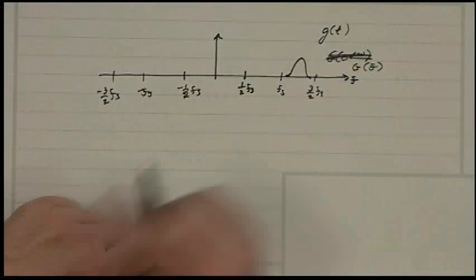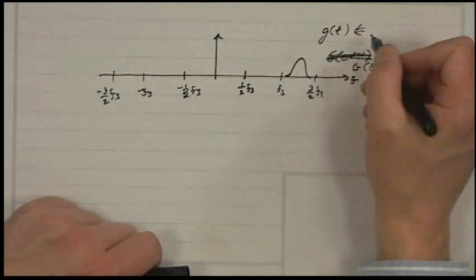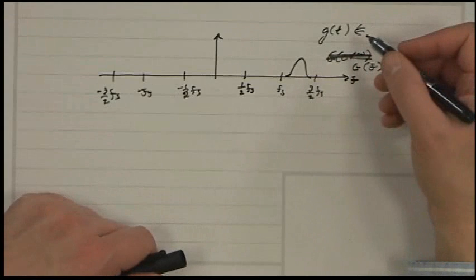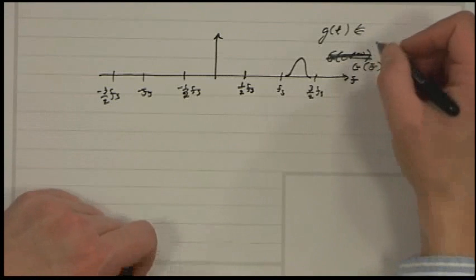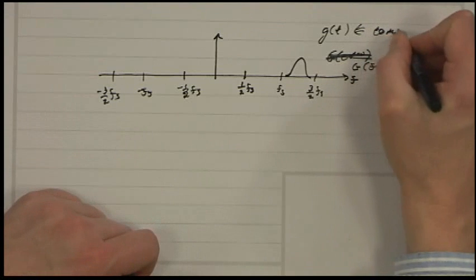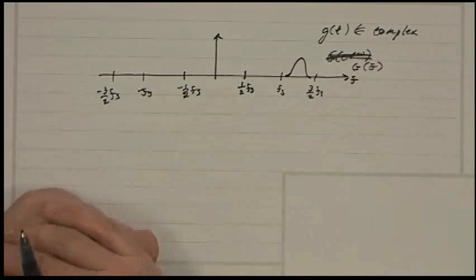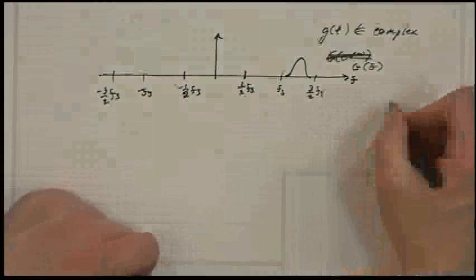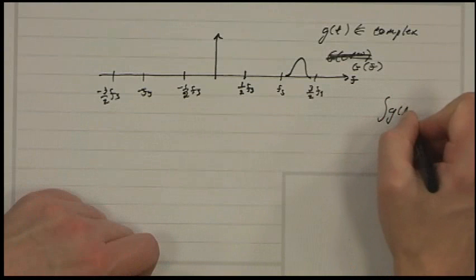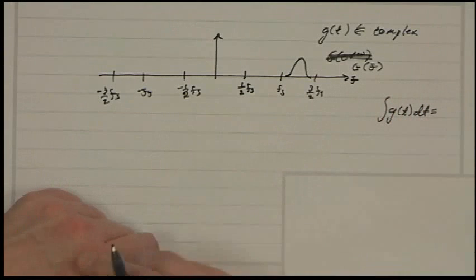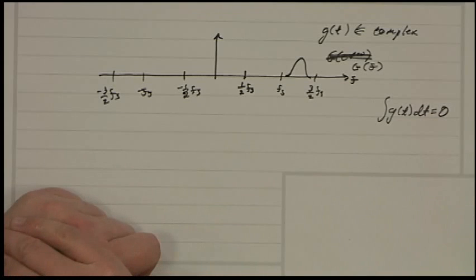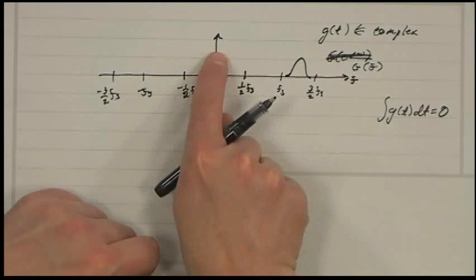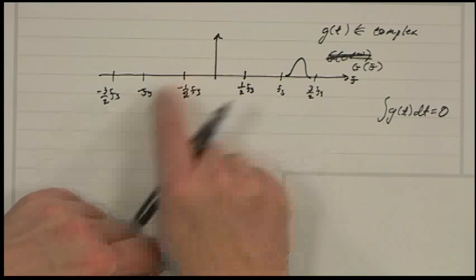It's complex. It's got to be complex, right? Because if it was real valued, what do you know about the Fourier transform? It's got to be conjugate symmetric, right? What do you know about the DC value of this signal, or the integral? What if I compute the integral of G of t dt? What's that equal to? 0. That's equal to 0. Why? Because G of 0 is 0, right?